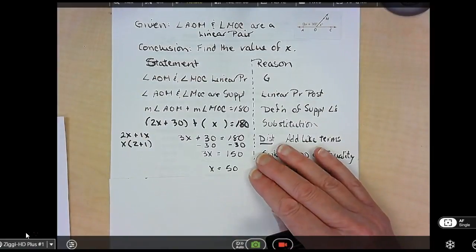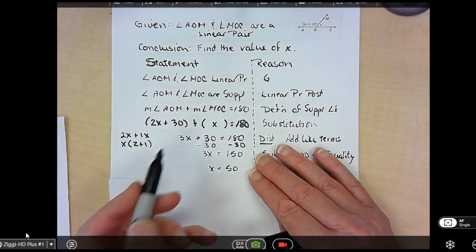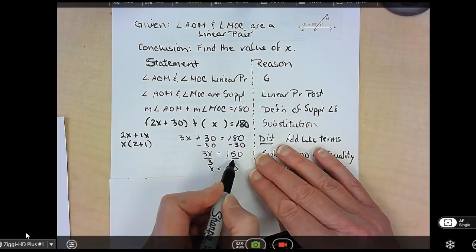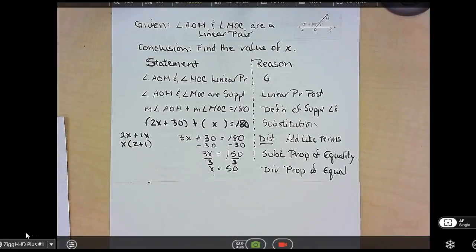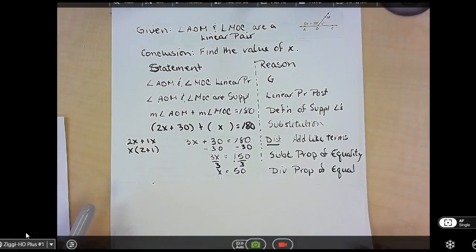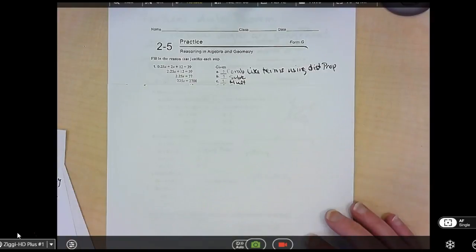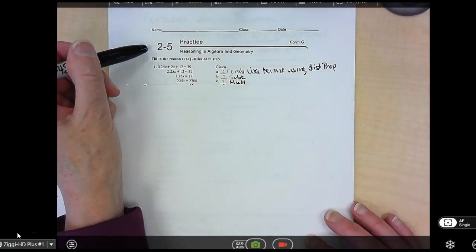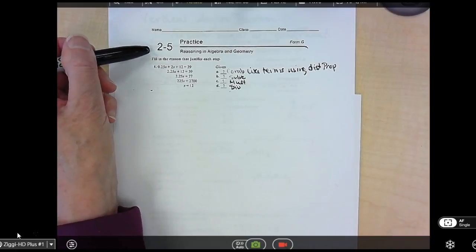To go from 3 times x equals 150 to x equals 50, I would have had to divide both sides by 3 to get x equals 50, so it's division property. So all they want you to do is go through a proof type statement and set it up and say all your reasons to it. So if you'll come get worksheet 2-5 from me, you can follow along with me and do all these steps along with me.